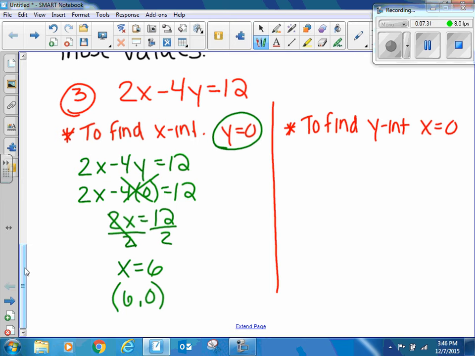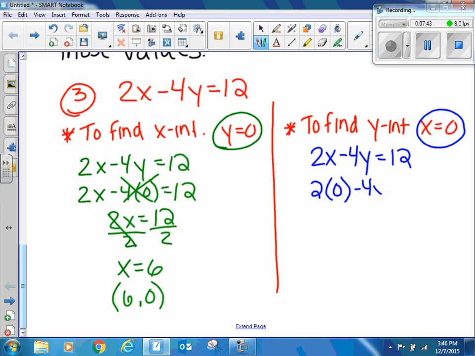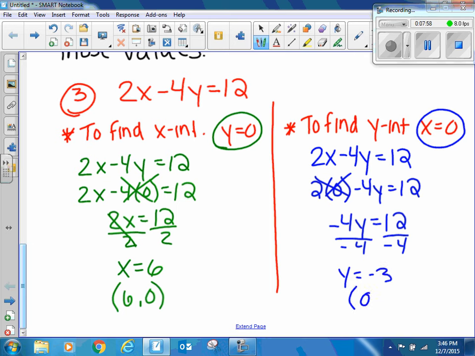So same thing on the other side. Now we're going to take that same equation and plug in x equals 0. So I plug in 2 times 0 minus 4y equals 12. This cancels, and I have negative 4y equals 12. Divide both sides by -4. And we get that y is equal to -3. This is also the point (0, -3), right? Because x is 0 and y is -3.